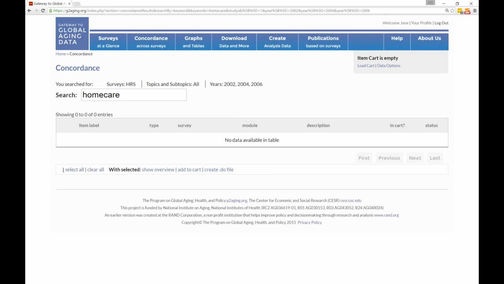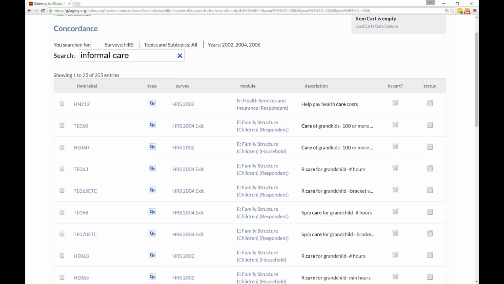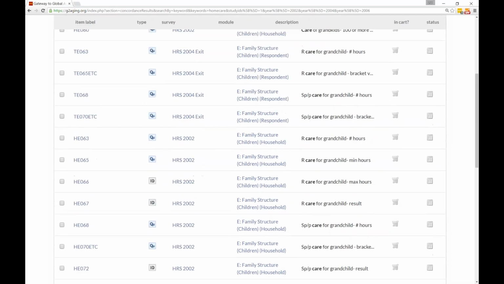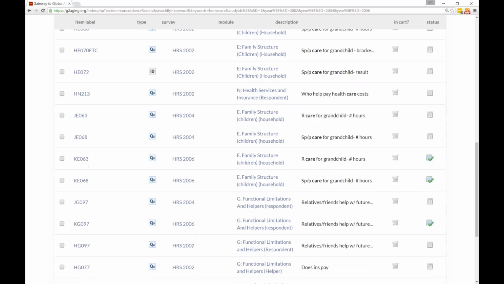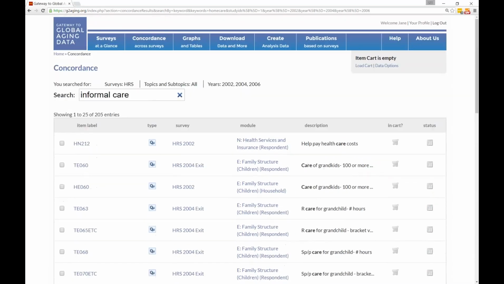I'm not getting anything there, and I wouldn't say that there isn't home care. Home care isn't asked in these. I think it actually is, but it's often maybe called, let's try informal care. Yeah, so here's a lot of questions about informal care that are asked inside of the HRS. And I think there are questions asking about where some of this care is given, whether in the home or not. So it might take a couple of different variables to be able to get whether the care was in the home or not, but you should be able to find that.